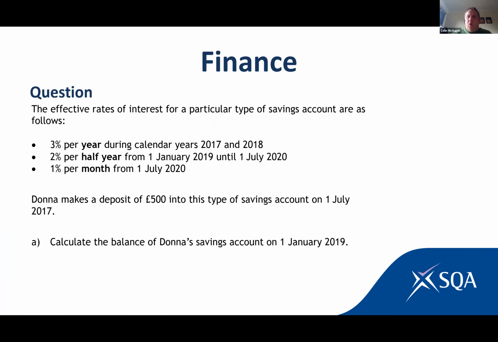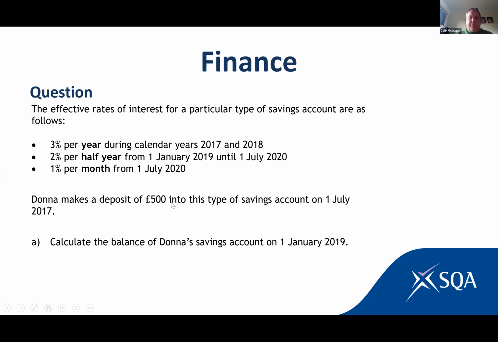So, we know in our normal National 5 questions that an appreciation goes up by a certain amount for a fixed number of years. At Applications, we know that it goes up sometimes at a fixed rate for 2 years and then goes down by a rate. This time, it goes up by 3% per year during calendar years 17 and 18, 2% per half year, and 1% from the 1st of July.